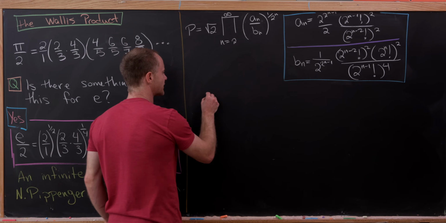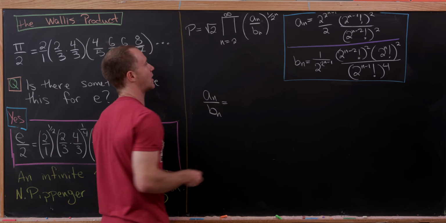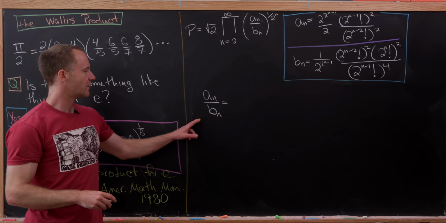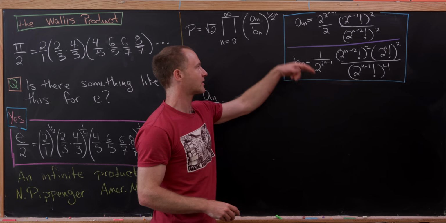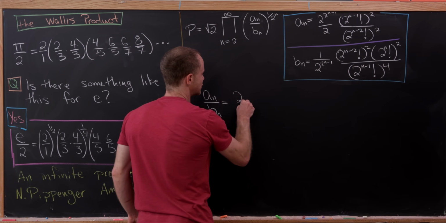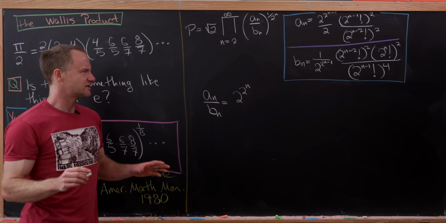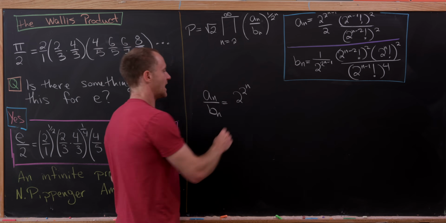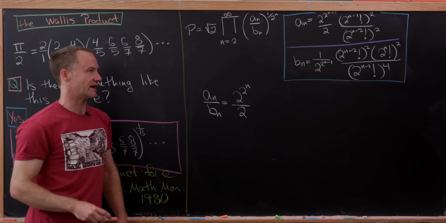And now let's look at their quotient. So we have a sub n over b sub n. That's of course part of our product there. And what will we get? Well, this b sub n has a 2 to the 2 to the n minus 1 in the denominator. That'll flip up to the numerator, giving us a 2 to the 2 to the n. That's because when we add 2 to the n minus 1 with itself, we get 2 to the n. Great. And then we've got that's over 2. That comes from this term right here.